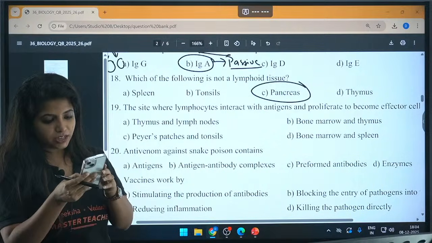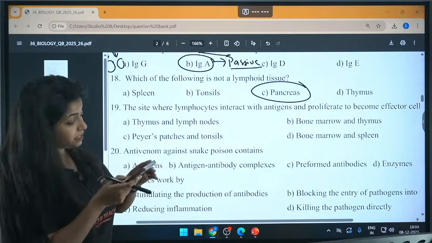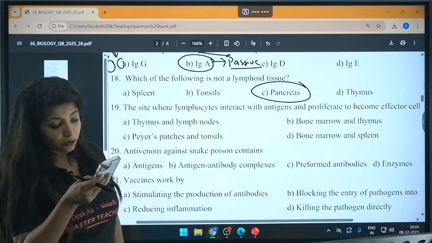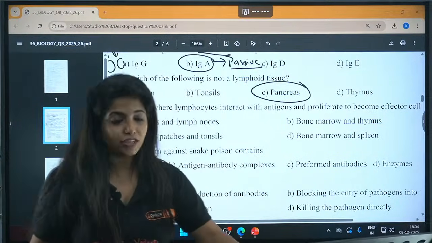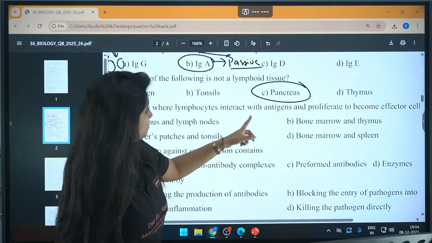19th B is the answer. Okay, Vidya says 18C. Yes dear, 18C was the answer. Rukmini also says 19B. Shazia also says B. Is B the correct answer for this question? Let me see. What is B?